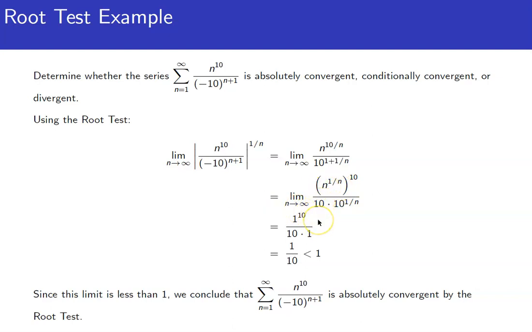You can use L'Hopital's rule by, of course, taking log of it and going through that whole process. But in particular, this is one of those that you should recognize that the limit as n goes to infinity of n to the 1 over n is 1. So we get 1 to the 10th on top. That all simplifies to 1/10, which is certainly less than 1. So since the limit turned out to be less than 1, we can conclude that the original series is absolutely convergent by the root test.